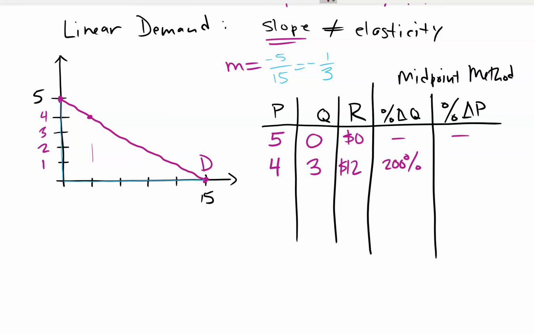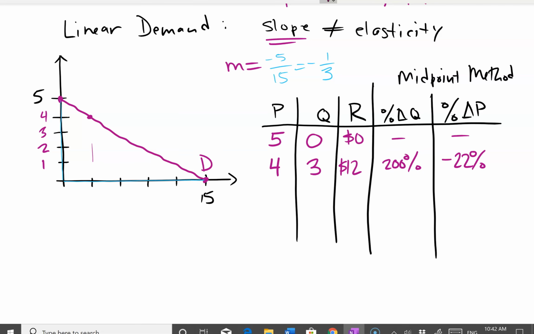And then how much did our price change? It went from 5 to 4, so it went down by 1, and we're dividing by the midpoint. The midpoint of 5 and 4 is 4.5. So again, I believe it comes out to negative 22%. We can see here it's clearly elastic because the price went down by 22% and the quantity went up by 200%. So it's almost 10 times, right? So the elasticity will be something like 9.